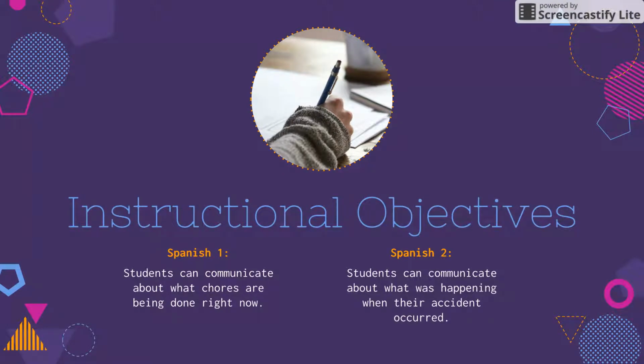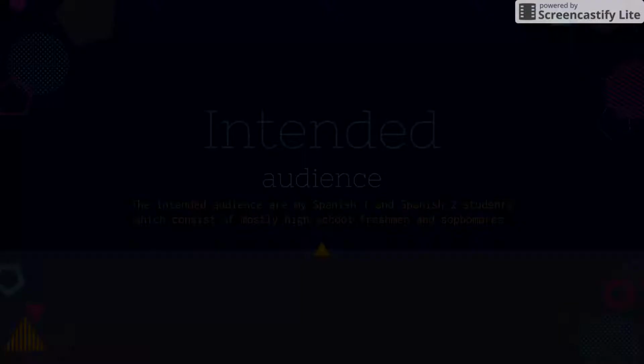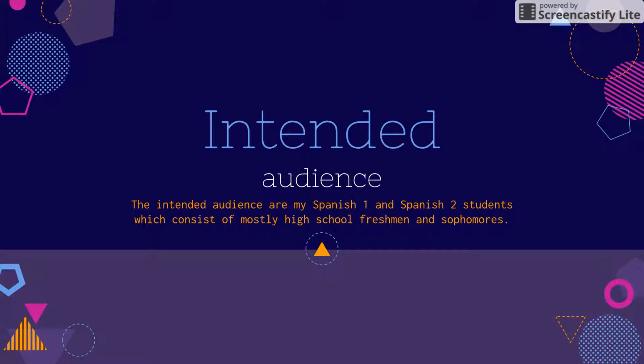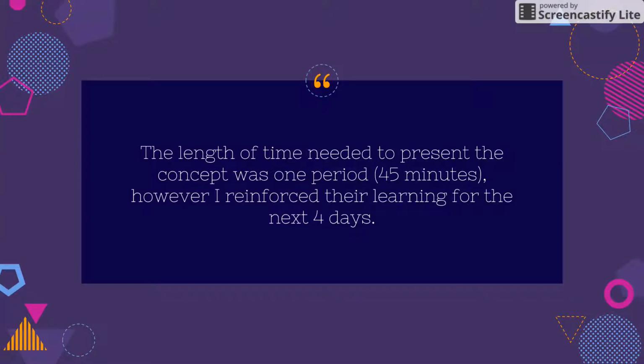So my instructional objective for Spanish 1 was that students can communicate what chores are being done right now. So this is very much in the present tense. For Spanish 2, students can communicate about what was happening when their accident occurred. So again, this is focusing on the past tense, which is what the focus has been for Spanish 2. My intended audience is Spanish 1 and 2 students that consist mostly of high school freshmen and sophomores. The length of time that I needed to present this concept was 1 period. However, I did reinforce their learning for the next 4 days.